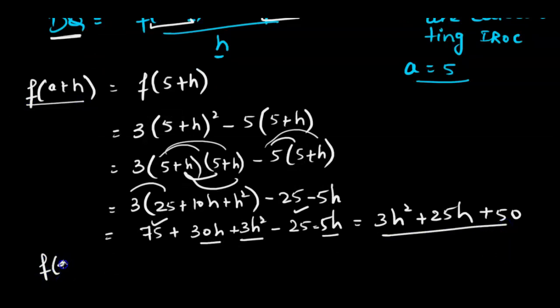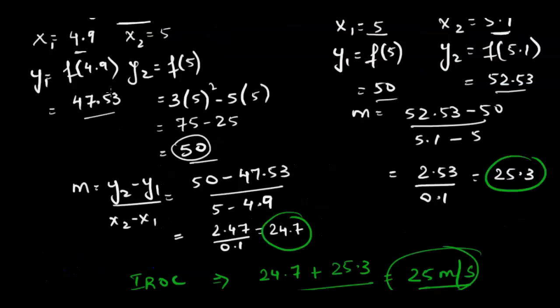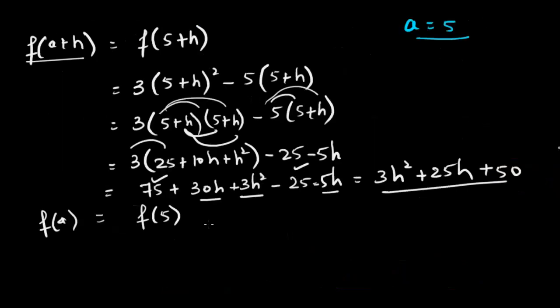Next we find the value of f of a. f of a is nothing but f of 5. We already calculated the value of f of 5 here, and that was equal to 50. So this is going to be equal to 50. Now always remember, the constant term that we get for f of a plus h and the value of f of a, if they are the same, that means the calculations are correct.